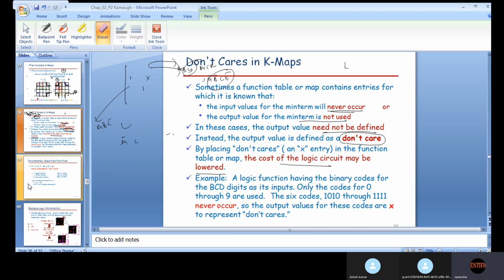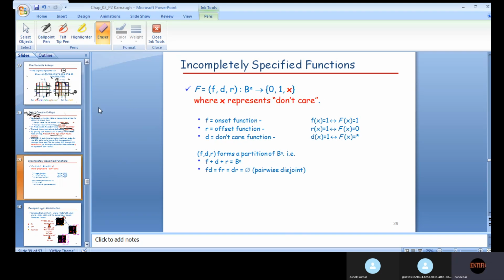And next, some functions are incompletely specified. Okay, so they give 0, 1, x. So x can be 1 or it can be 0. That x is representing the don't care term. Okay, so f is the onset function, r is the offset function, and d is the don't care function. We will be representing it like this.